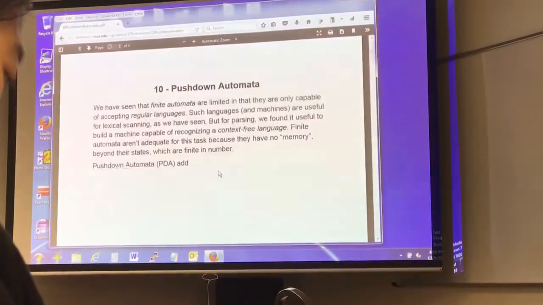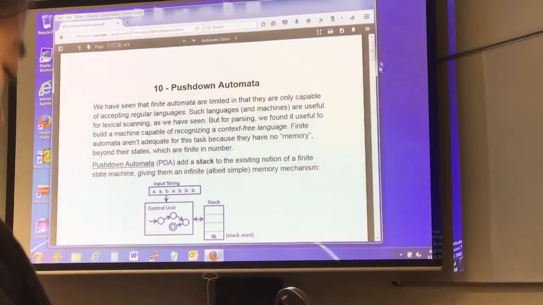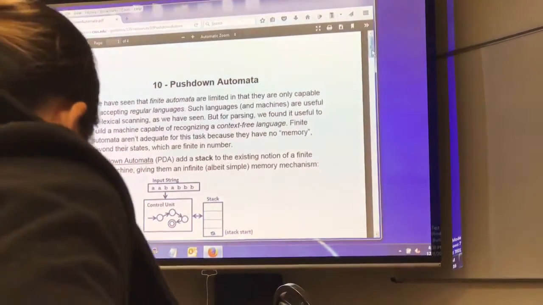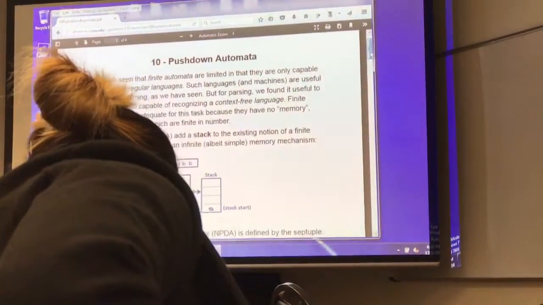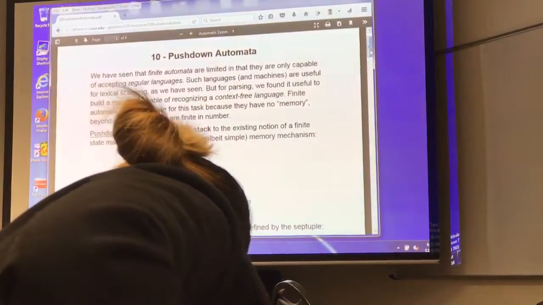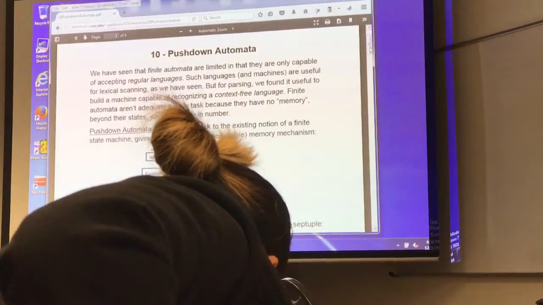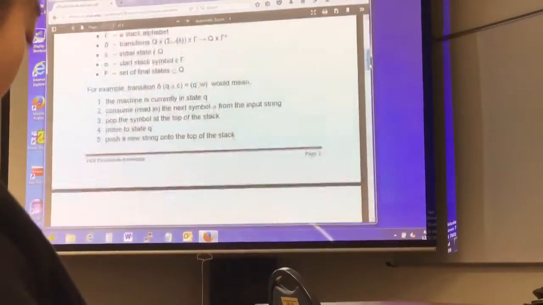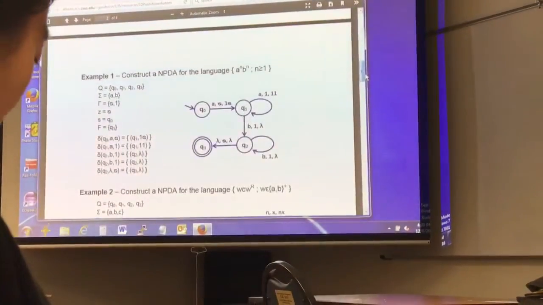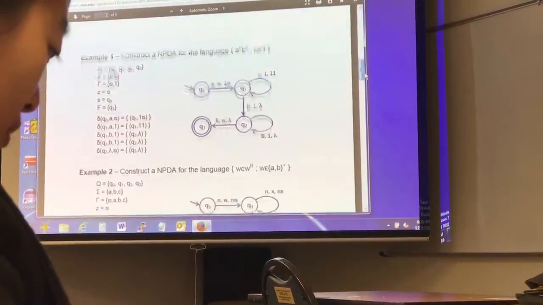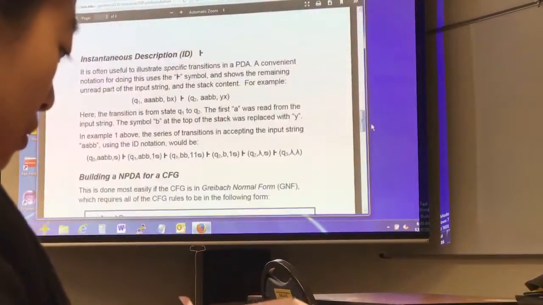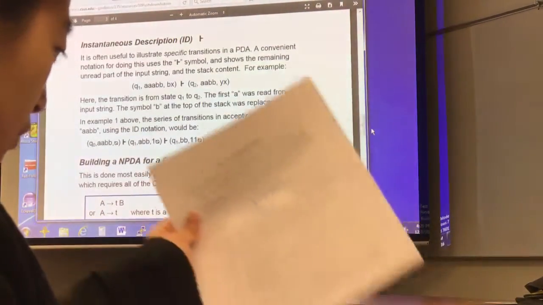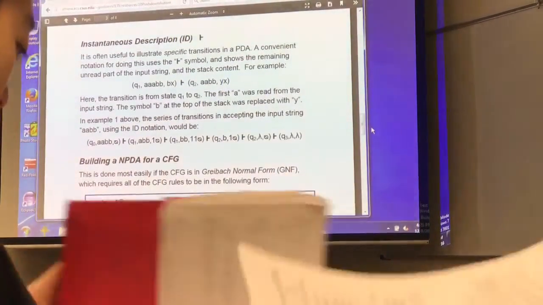All right, then we did pushdown automata. The section on pushdown automata was relevant to context-free languages, and so you should be comfortable with creating pushdown automata, as well as the instantaneous description for showing a particular derivation.